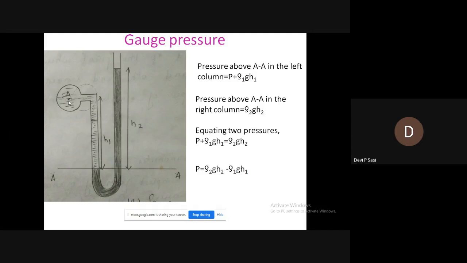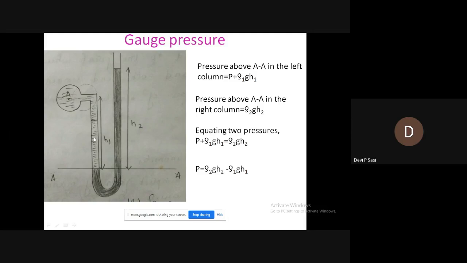Now, what will be the pressure above the datum line in the left column? Above the AA line, in the left column, we have to consider the pressure at point A as well as the pressure due to the liquid in the left column. So it will be ρ1 g H1 plus p. Why p? Because we are assuming the pressure at A as p. Therefore, the pressure above the datum line AA in the left column will be p plus ρ1 g H1.